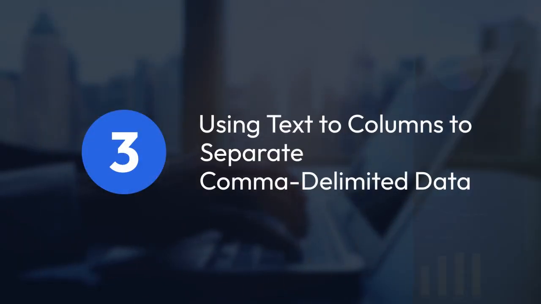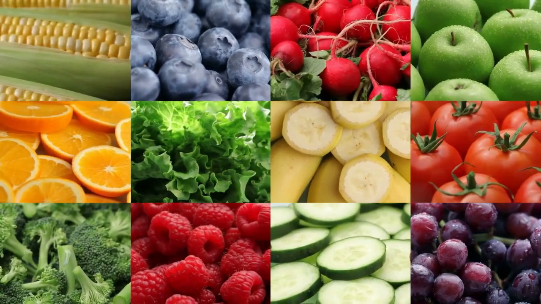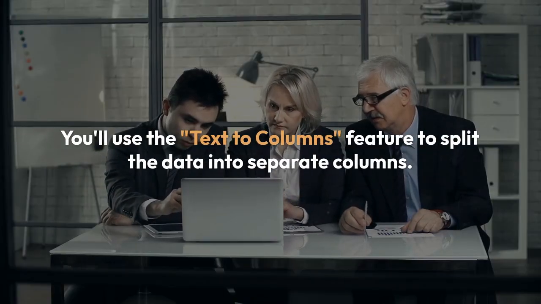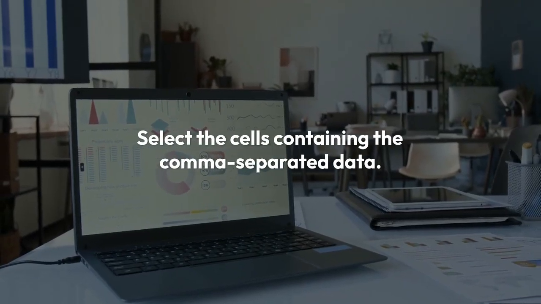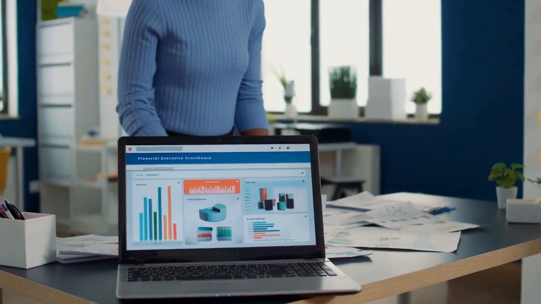3. Using text to columns to separate comma-delimited data. If your commas are separating different pieces of data within a single cell, like apple, banana, orange, you'll use the text to columns feature to split the data into separate columns. Select the cells containing the comma-separated data. Go to the Data tab and click Text to Columns.